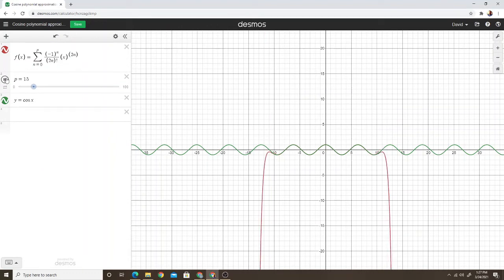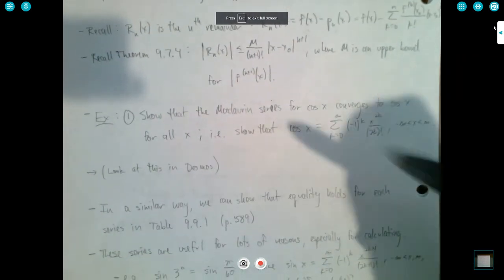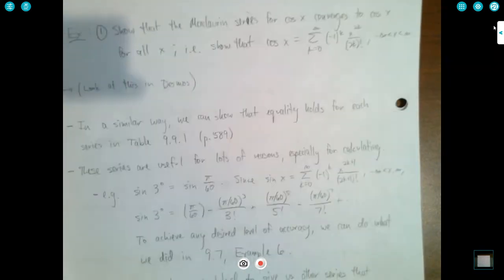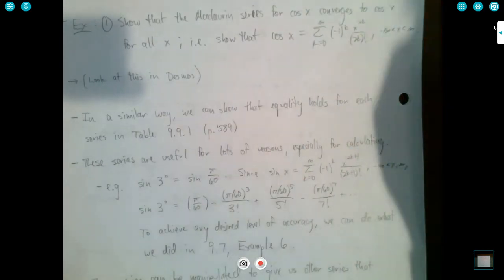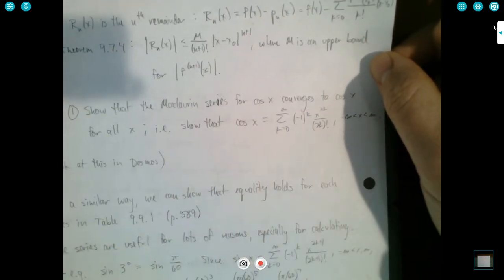Okay, well anyway, all right, so back to business though. Okay, so we've done this. So we've shown now that this Maclaurin series equals the function cosine x.